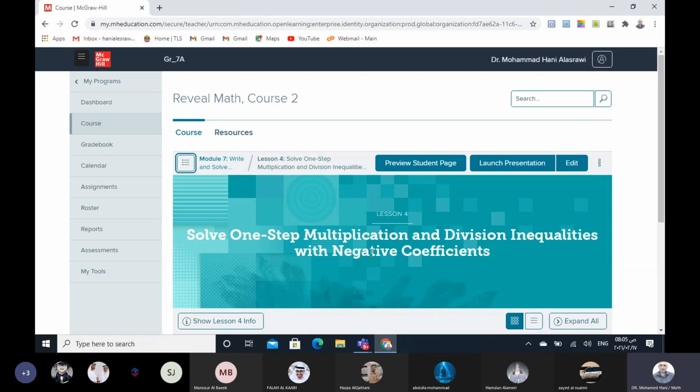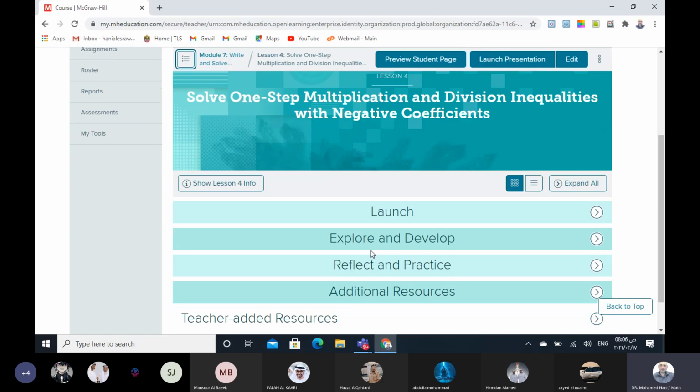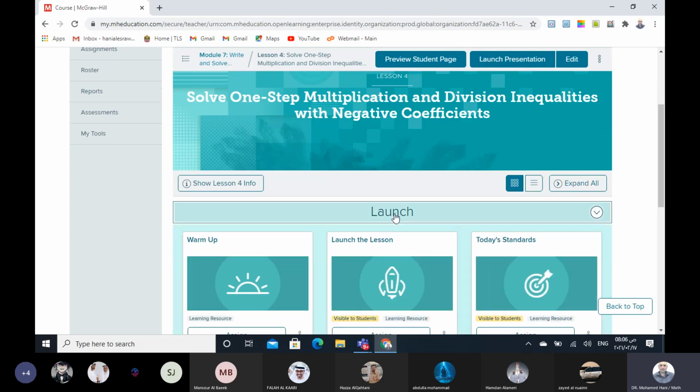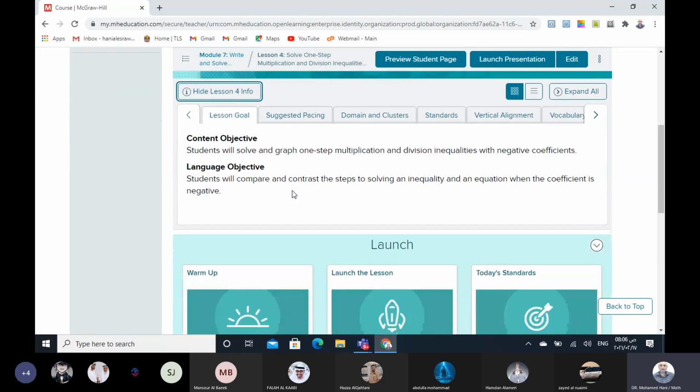Math grade 7. We are in module 7, write and solve inequalities. Today we have lesson 4, solve one-step multiplication and division inequalities with negative coefficients. In this lesson, we want to learn how to solve and graph one-step multiplication and division inequalities with negative coefficients.